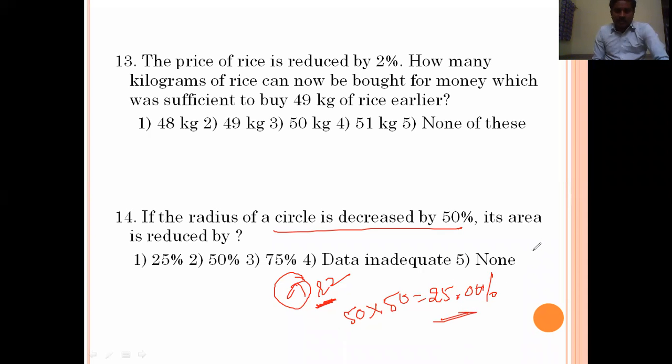How much area is there? 25% is there. The original percentage value, as I already told, for any value is originally 100%. So now compare this 25% with 100%. How much percent is less? 75%. So now the area is reduced by 75%. Now it has only 25%. So the reduced value is 75%. Option number 3 is the right answer.